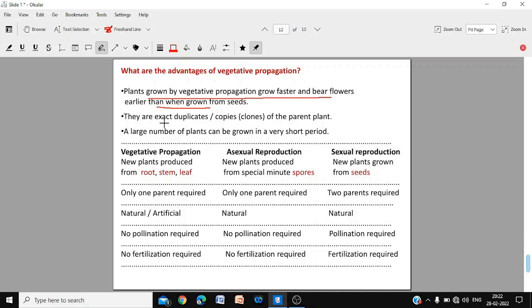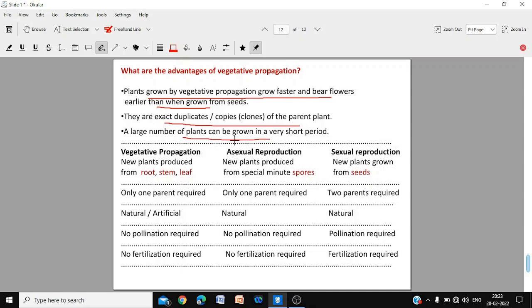They are exact duplicates or copies of the parent plant. If I find a particular sugarcane or strawberry very good, and I grow it from the stem, I'll get exactly the same features, exactly the same characters. So there will be exact duplicates or copies, called clones, of the parent plant, containing exactly the same characteristics. A large number of plants can be grown in a very short period. It is a very quick method.